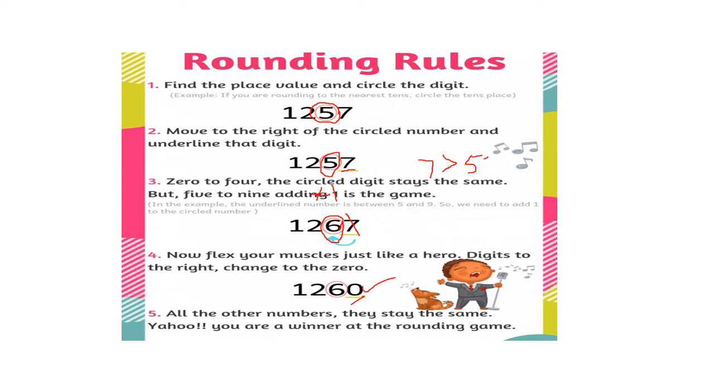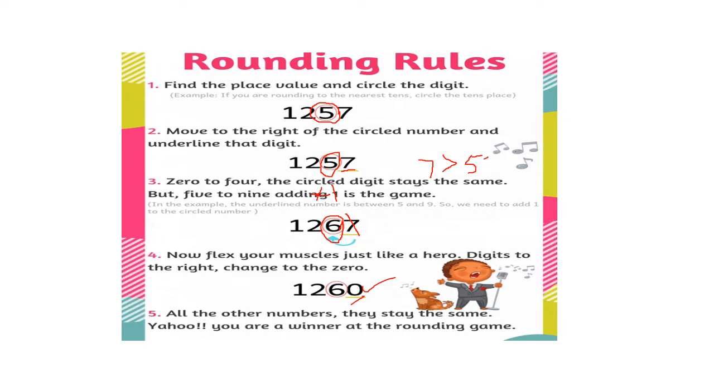Let us read this number. It is a 4-digit number, 1257. You have to round off the number to tens place. It is 5 here. So what we have to do? Identify tens place, encircle the digit, then move to the right digit. It is 7 here. Next digit you have to compare with 5.